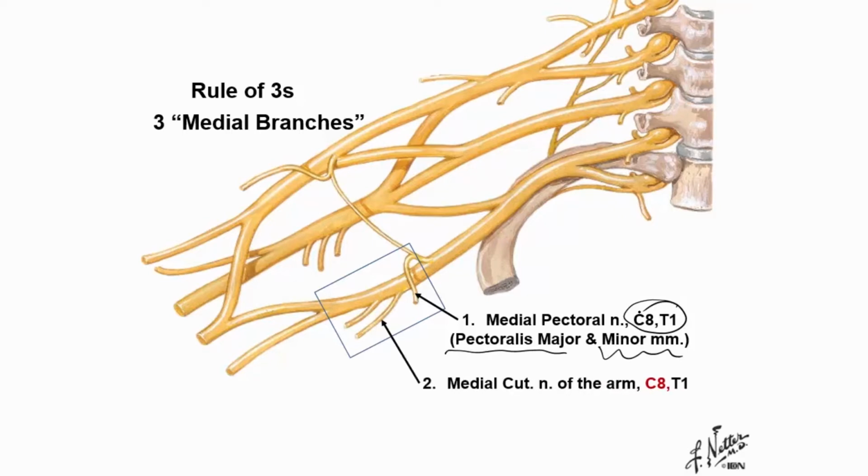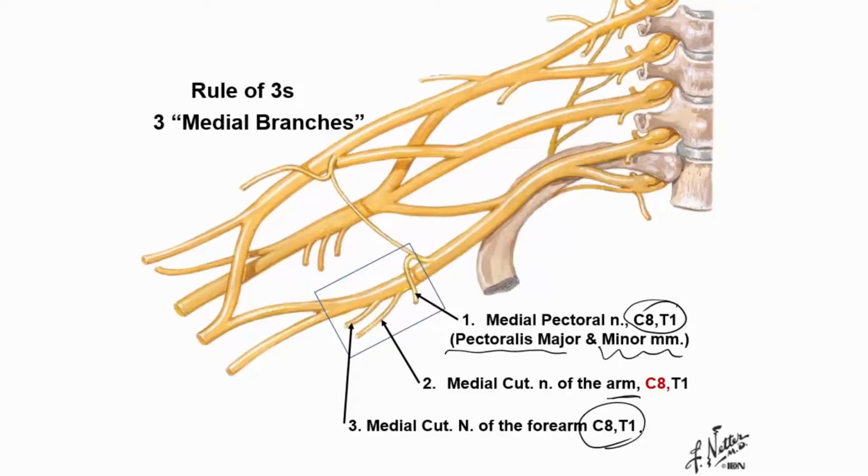Then we have two cutaneous branches. One is the medial cutaneous branch of the arm, and it will supply the skin of the medial arm, as the name suggests. It does not supply any muscles, only area of skin. And then the medial cutaneous nerve of the forearm. So again, like the medial cutaneous nerve of the arm, this is simply going to be supplying skin of the medial aspect of the forearm, no muscle branches. And those are essentially from C8 and T1 as well.